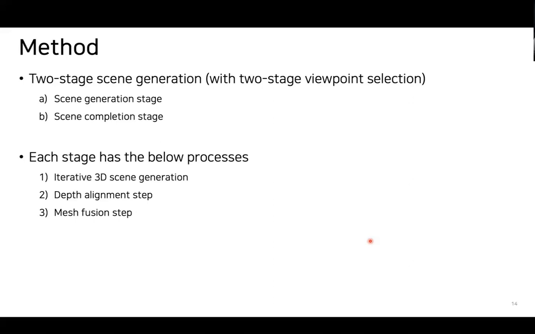So let's explain the method. Text2Room separates the scene generation process into two stages. The first is the scene generation stage, and the next is the scene completion stage. These two stages also adopt different viewpoint selection, and each stage goes through the following three steps, which I will explain in detail step by step.